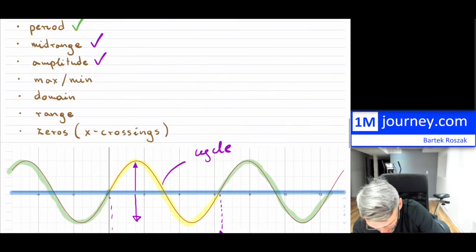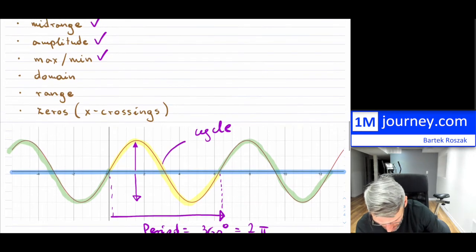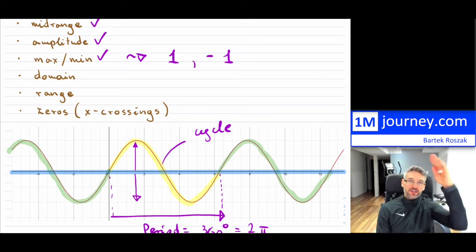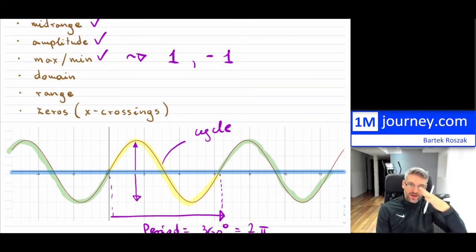Now, the maximum and minimum values, well, those ones we know. So the maximum value was 1, the minimum value was -1. And those are your peaks and your troughs, right? So those are your peaks, and then your troughs, kind of your valleys that you have.